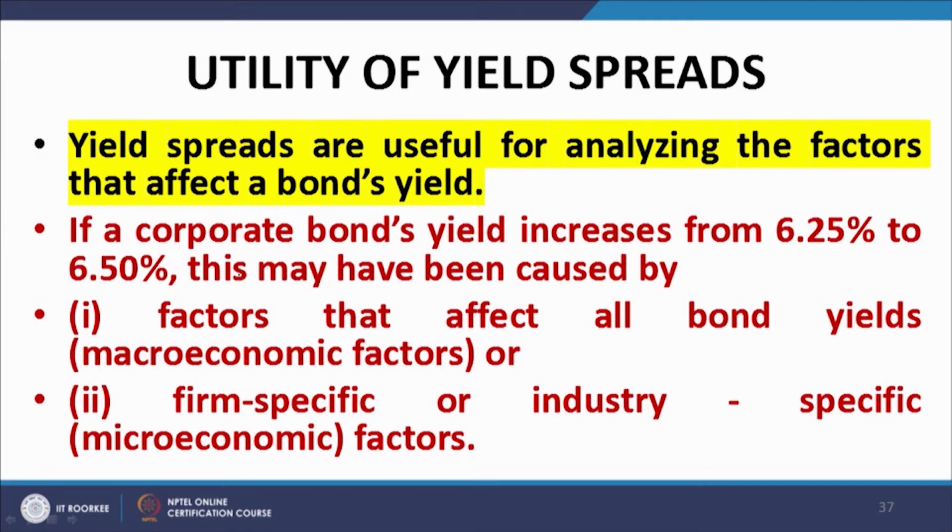Therefore, because the benchmark yield is indicative of the macroeconomic factors, the macroeconomic impact is not there insofar as the change in yield on our corporate bond is concerned. In other words, the change in yield on the corporate bond is due to factors that are intrinsic, that are internal, that are relevant solely to our corporate bond.